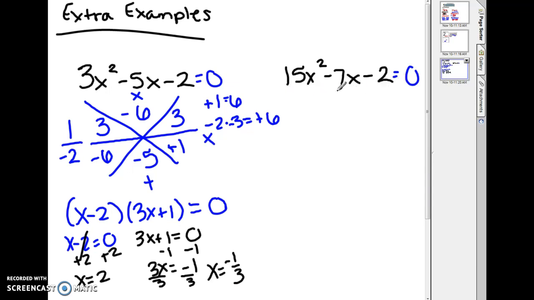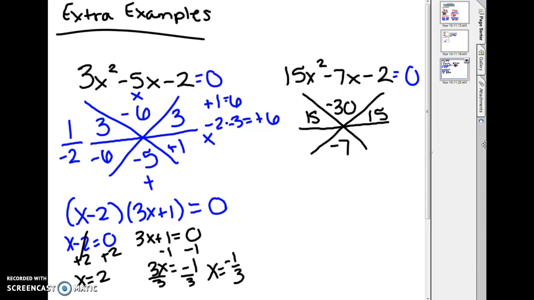Again, I check to make sure there is no common factor. So 15, I know the only things that go in 15 are 5 and 3. 5 and 3 do not go into these numbers. So I go straight to the x. The top part of my x will be 15 times negative 2, which is negative 30. The bottom part points straight up to negative 7. Draw my line, 15 and 15. Whatever is your leading goes in the front top.